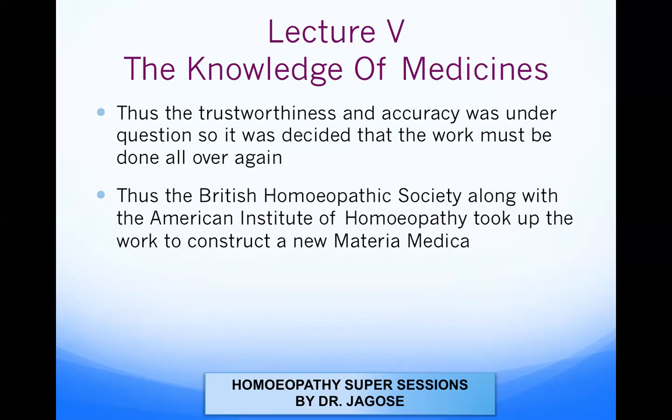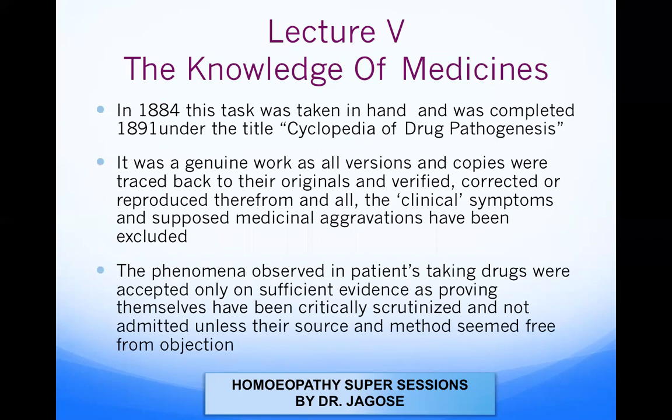Thus, the British Homeopathic Society, along with the American Institute of Homeopathy, took up the work to construct a new materia medica. In 1884, this task was taken in hand and was completed in 1891 under the title Encyclopedia of Drug Pathogenesis. It was a genuine work, as all versions and copies were traced back to the originals and verified, corrected or reproduced in their form, and all the clinical symptoms and supposed morbid aggravations have been excluded.